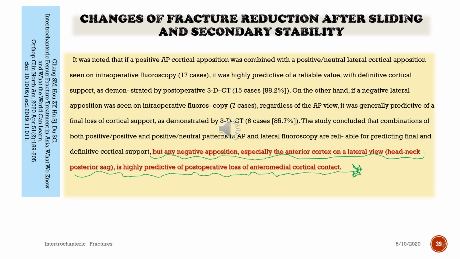On the other hand, if a negative lateral apposition was seen on intraoperative fluoroscopy, 7 cases, regardless of the AP view, it was generally predictive of a final loss of cortical support as demonstrated by 3D CT scan, 6 cases, 85% failure. This study concluded that the combinations of both positive or neutral patterns in AP and lateral fluoroscopy are reliable for predicting final and definitive cortical support. But any negative apposition, especially of the anterior cortex on the lateral view, which means posterior sag, is highly predictive of post-operative loss of anteromedial cortical contact.